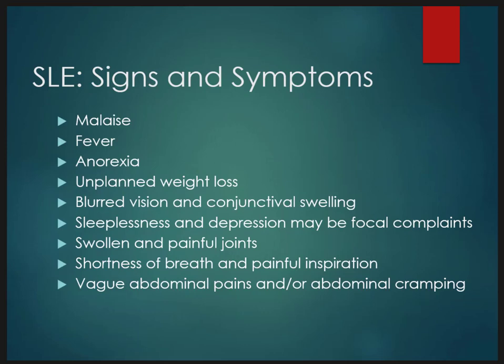The signs and symptoms of lupus include malaise, fever, anorexia, unplanned weight loss, blurred vision, swelling of the conjunctiva, sleeplessness and depression, swollen painful joints, shortness of breath, painful inspiration, vague abdominal pains, and or some abdominal cramping.